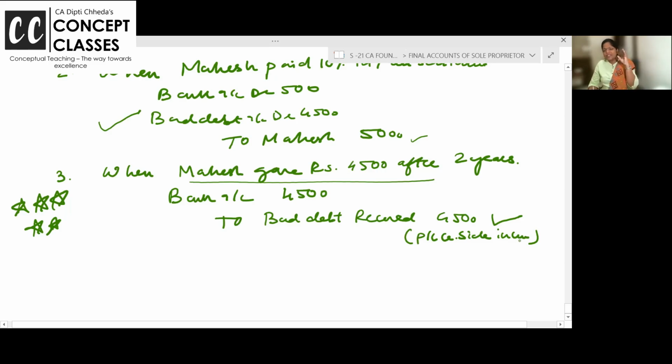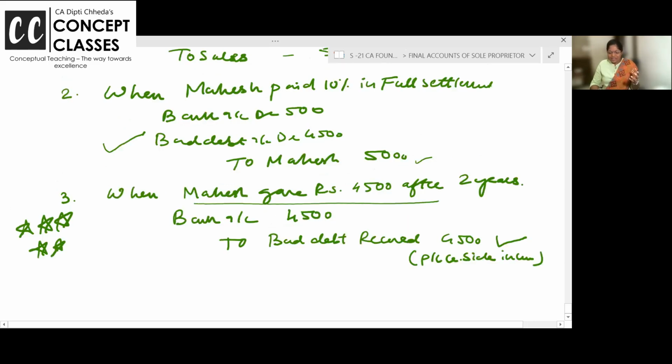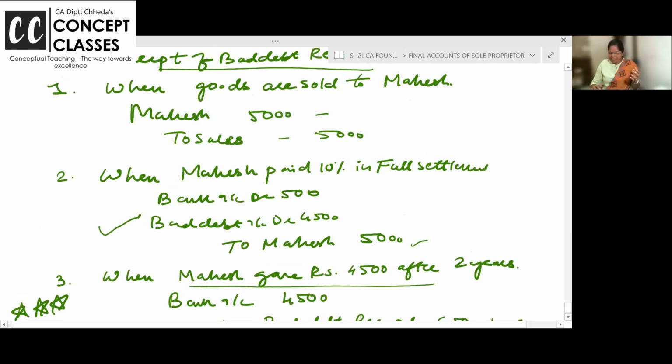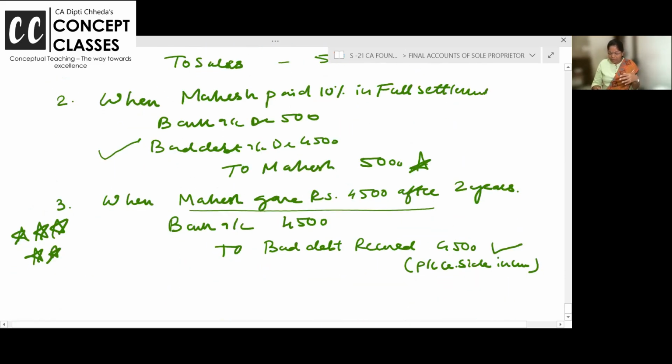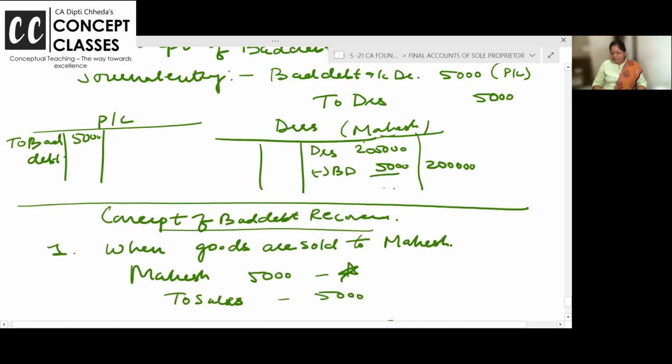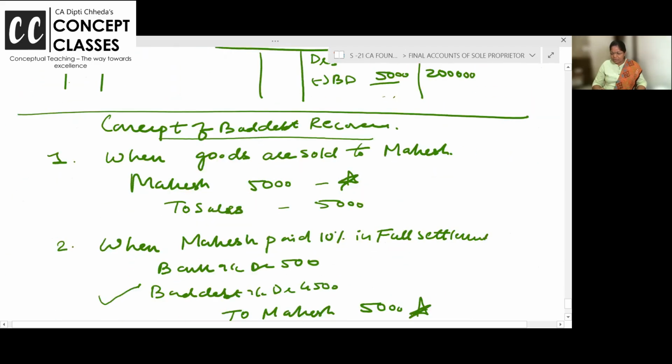Now, students generally pass the entry bank account debit to Mahesh. Why will you again credit Mahesh account? Are you going to pay him back? Already Mahesh account is debited and credited. This is done, this is also done, so done. Now when 4,500 is received, bank account debit to bad debts recovered. Now tell me, is the bad debt and bad debt recovered both the concept clear to you or not?